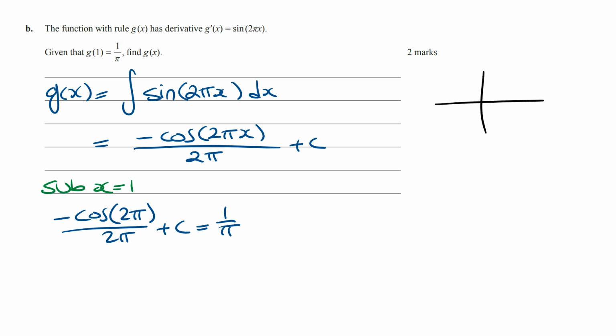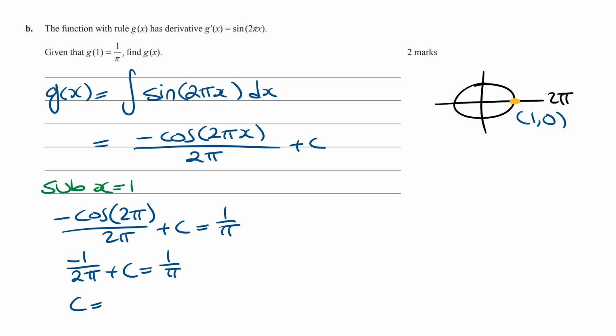Looking at the unit circle, this angle here is 2 pi. The coordinate here is going to be (1, 0). The x-coordinate is the cos of that angle, and so cos of 2 pi is equal to 1. And so this is going to be minus 1 over 2 pi plus c is equal to 1 on pi.